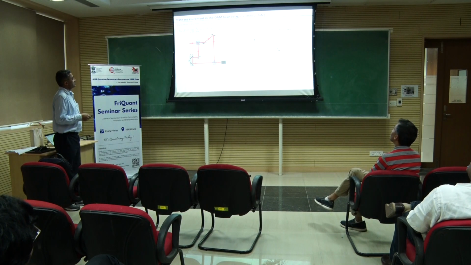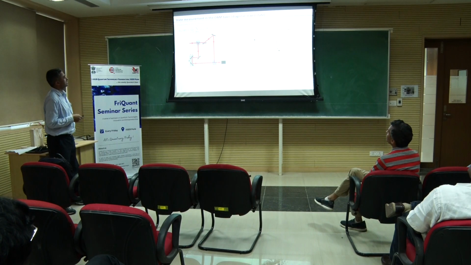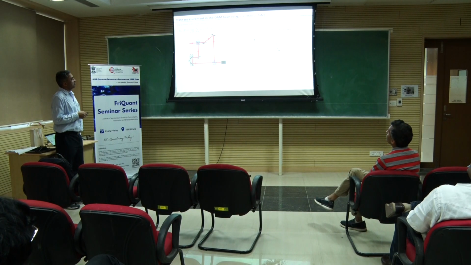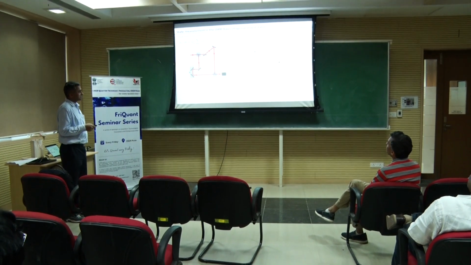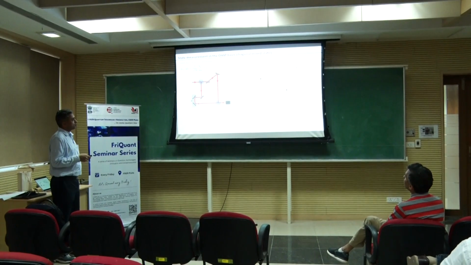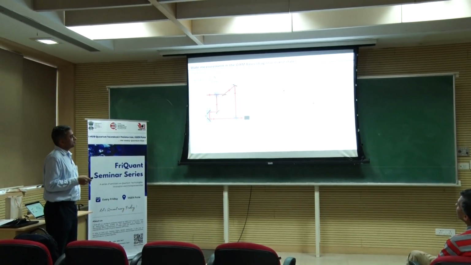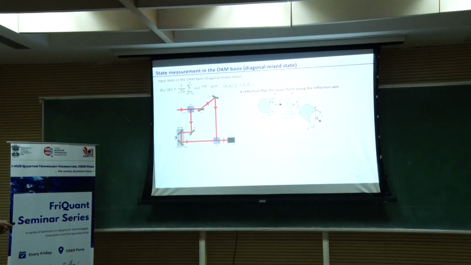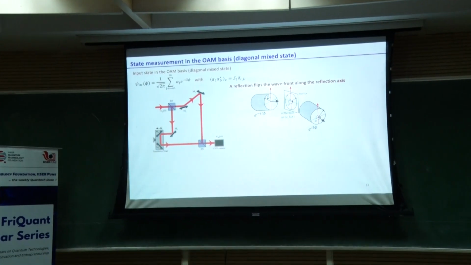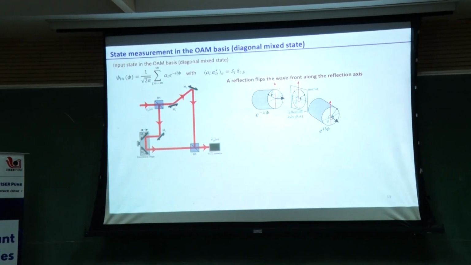So we made this detector. This is very simple. This is a Mach-Zehnder interferometer. And the only thing you see is the odd and even number of mirrors. Other than that, there's no difference. But this actually makes a huge difference. A reflection flips the wavefront along the reflection axis. So let's say I have an OAM mode which has e to the minus i alpha, and I put this mirror as a reflection axis. This will flip the wavefront, so the e to the minus i alpha actually becomes e to the i alpha.